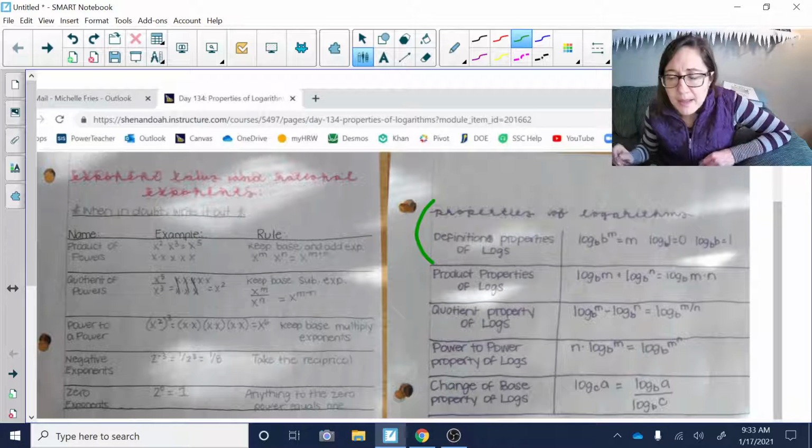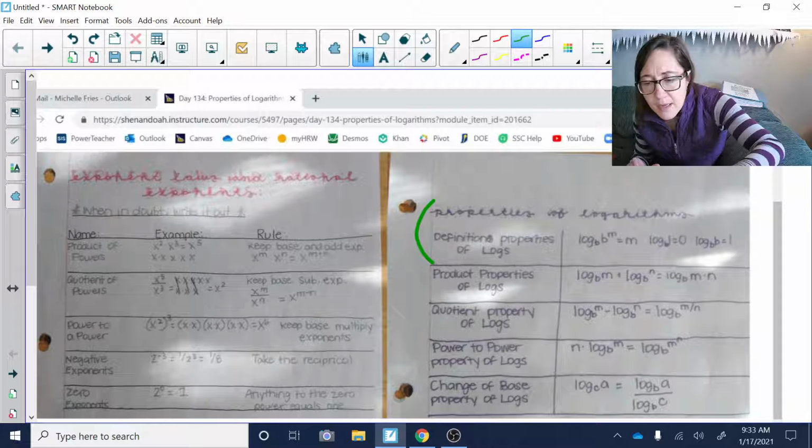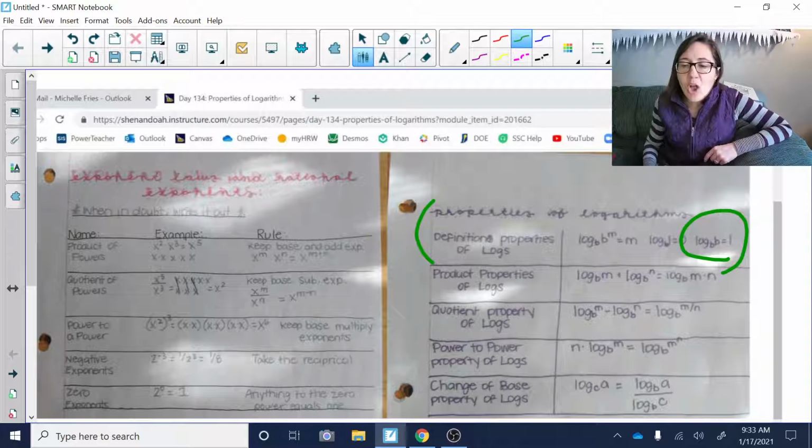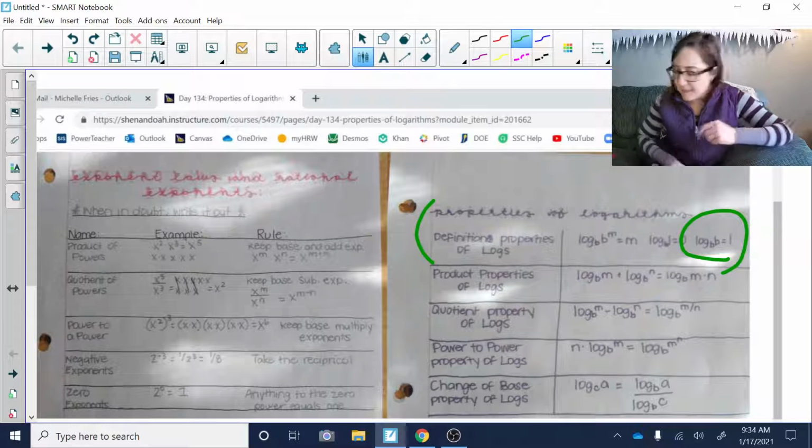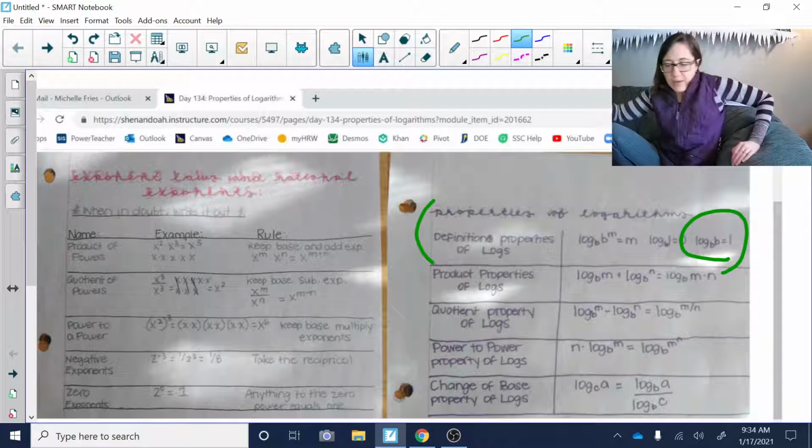So let's look at this one first. It says log base b of b equals 1. Okay, log base b of b equals 1. So what that means is, let me grab a pen.